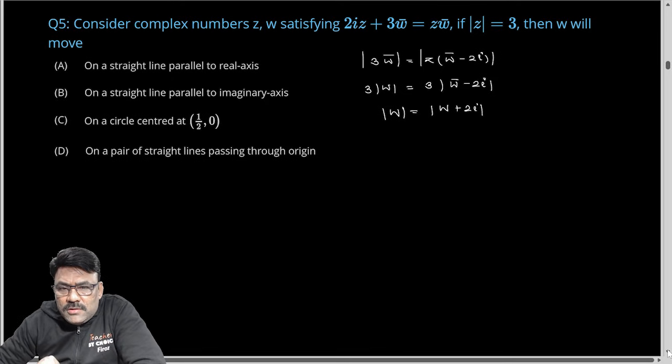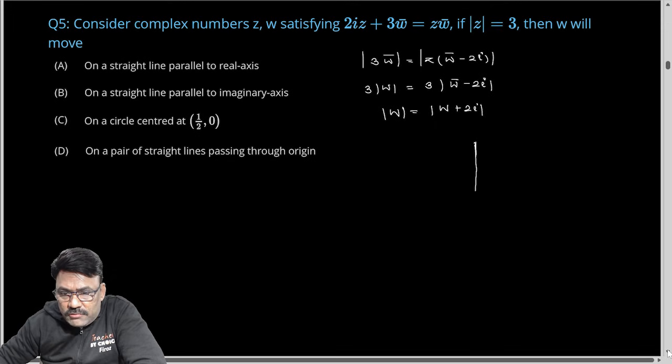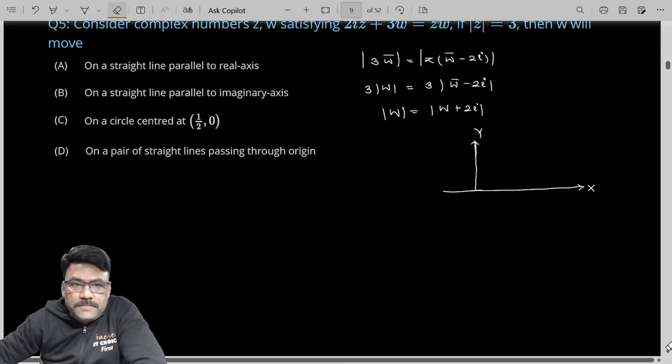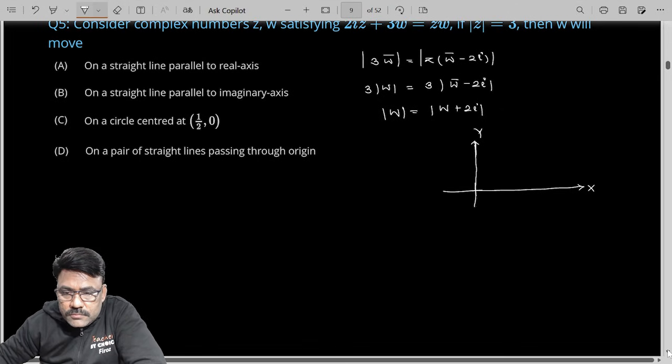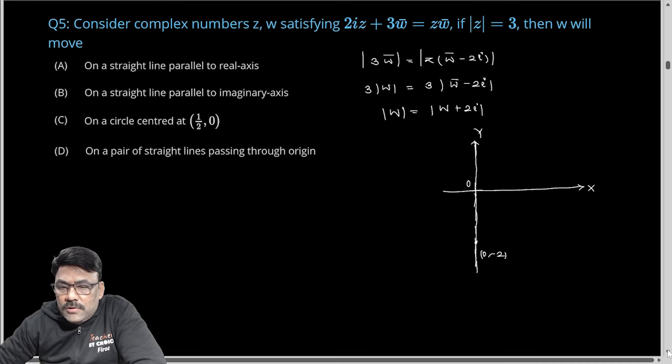Now you can see that mod omega means the distance of omega from the origin, and mod omega plus 2 iota means the distance of omega from minus 2 iota. So omega is equidistant from 0 and 0 comma minus 2. Let's say this is 0 comma minus 2 here, and this is 0. So omega is equidistant from the origin and 0 comma minus 2.